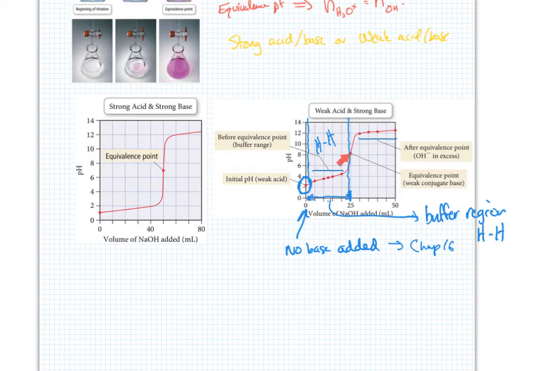At the equivalence point, it's an exact calculation, and we're going to just use stoichiometry at the equivalence point. So the equivalence point is then a stoichiometry calculation.